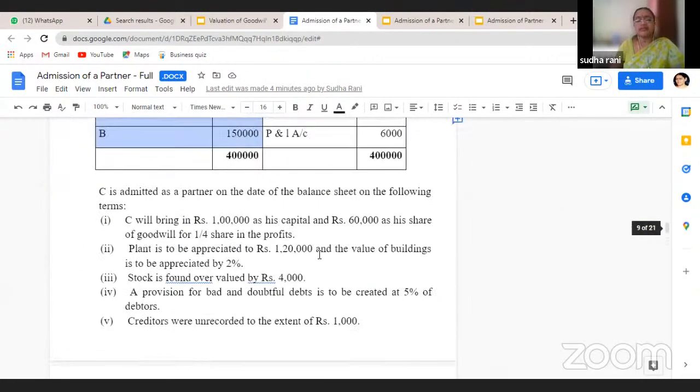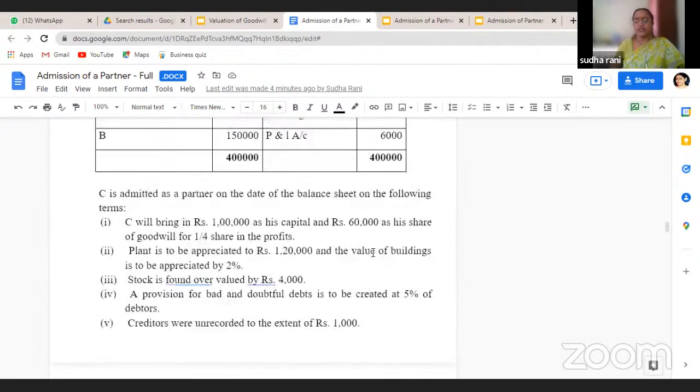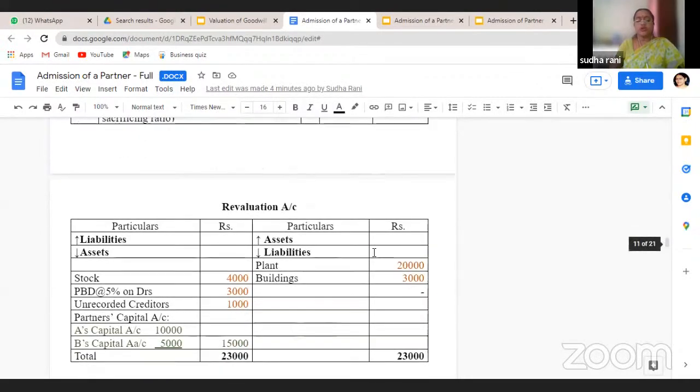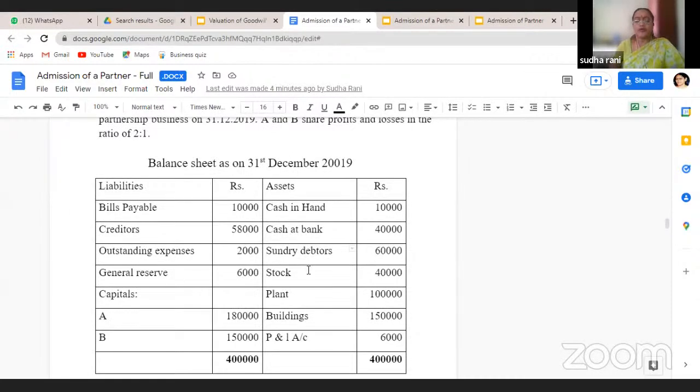Same way the assets. If you look into the assets part of the question balance sheet, cash in hand not changed, so take as it is. Cash at bank changed. We prepared the capital bank account, so whatever the bank account balance is showing, that will be taken. Debtors, yes, we did an adjustment in the revaluation account. So PBD, generally what we do with the PBD, subtract, no? So from the debtors, subtract the PBD and show.